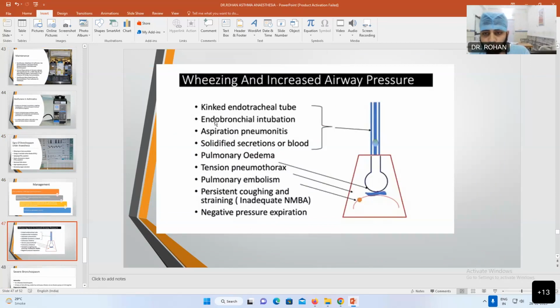Or during positioning, there is a possibility that the tube goes into the bronchus and endobronchial intubation can happen. Unilateral lung intubation can also increase the pressure inside. And aspiration pneumonitis, pulmonary edema, and tension pneumothorax can also mimic bronchial asthma. So first of all, we should rule these out by auscultating and giving a trial of bronchodilator.